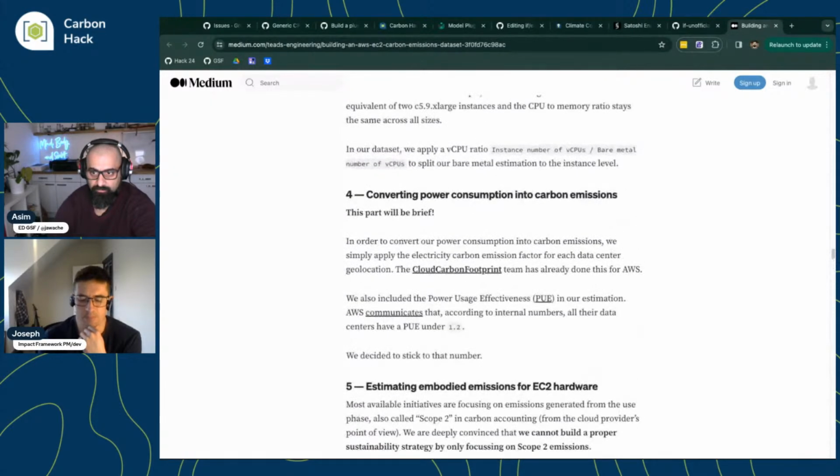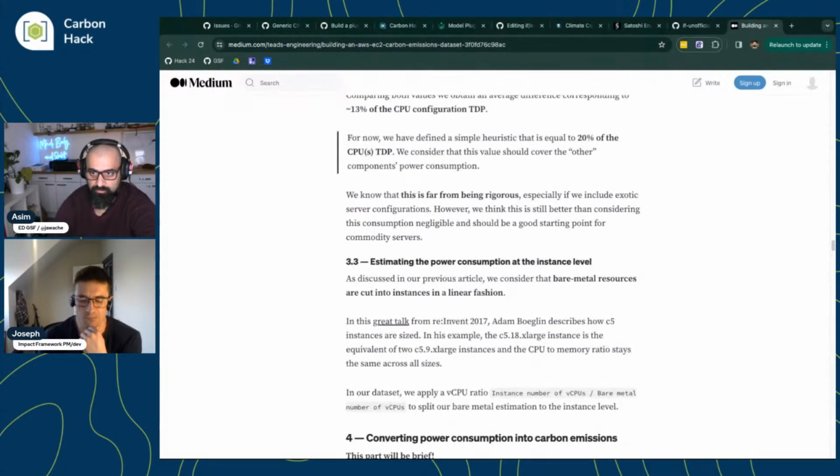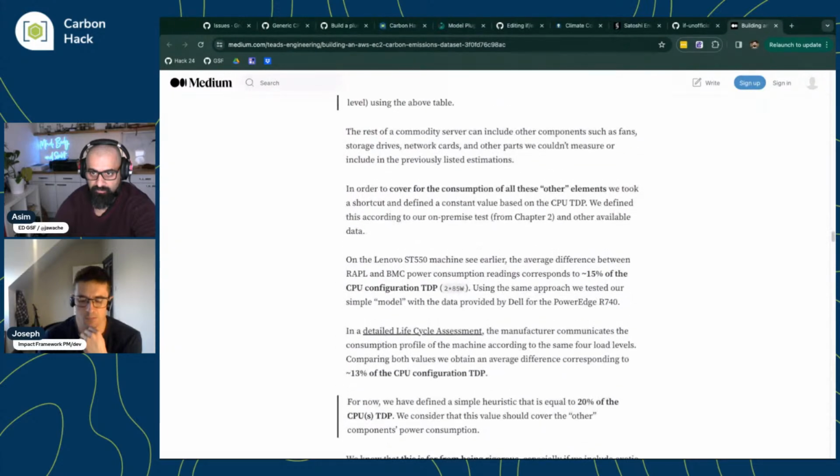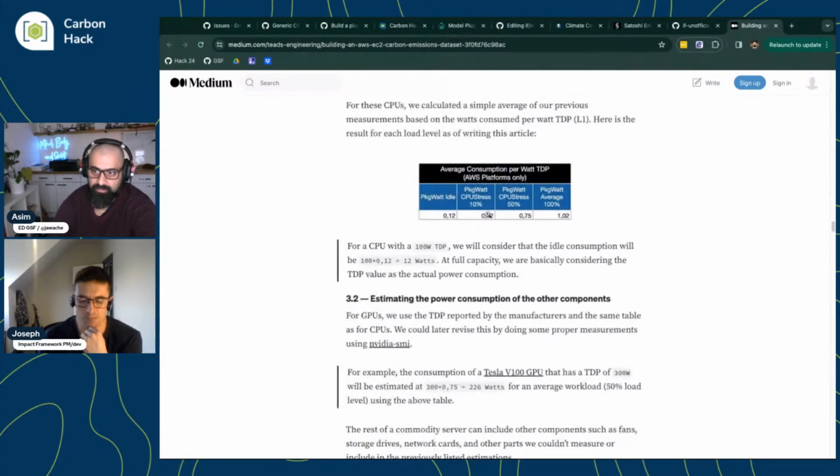Oh, that's the embodied emissions. I'm trying to find it. Hang on. There it is. Then they came up with this. So let me zoom in on that.